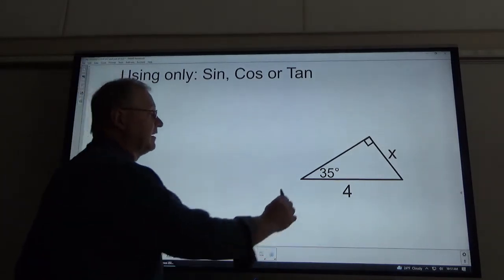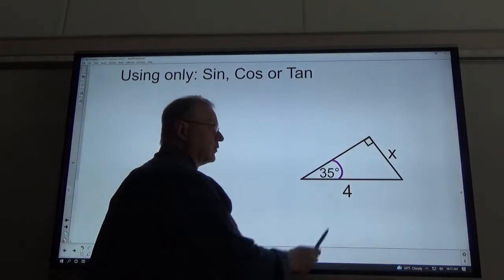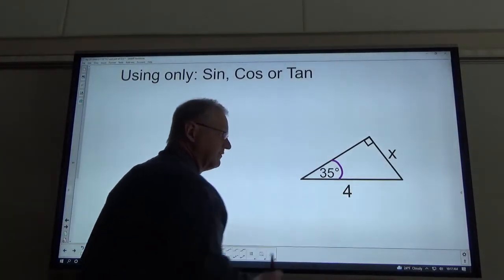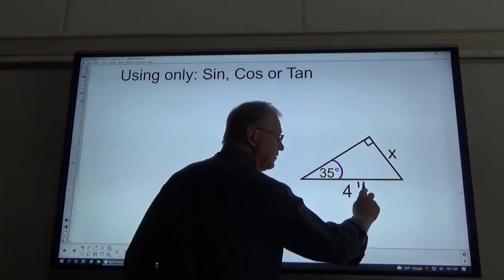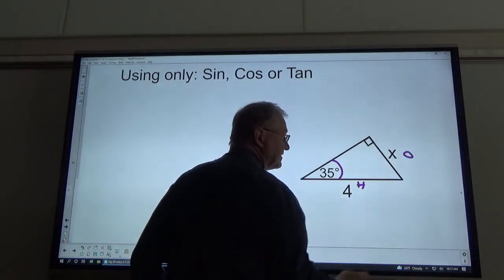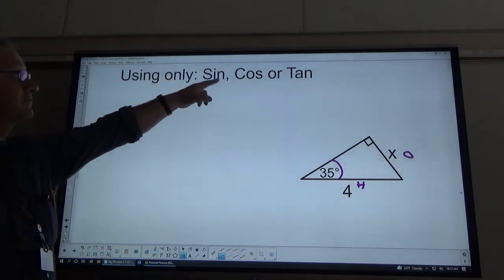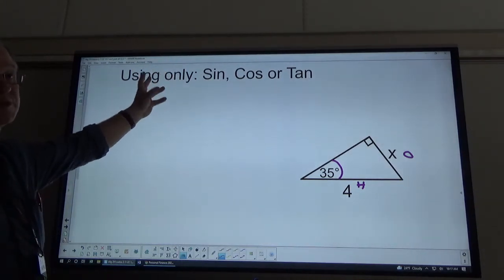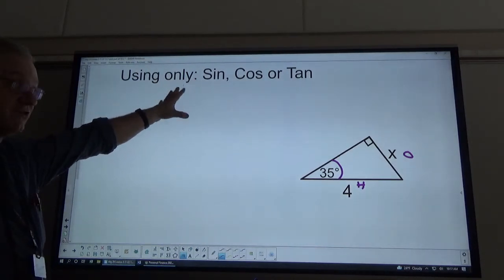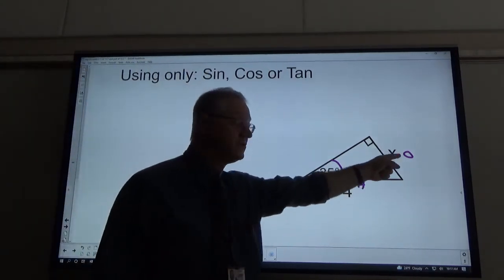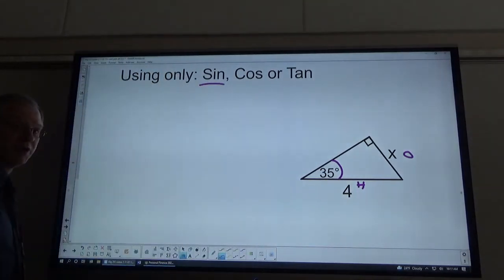So there is our angle. That's our theta. We're asked to find x. We're given this side, which is the hypotenuse. So we know the hypotenuse and the opposite side from the theta. Which of these trig functions, and we're only allowed to use these because these are on our calculator, which of these uses hypotenuse and opposite? Well, it turns out it's sine that uses hypotenuse and opposite.